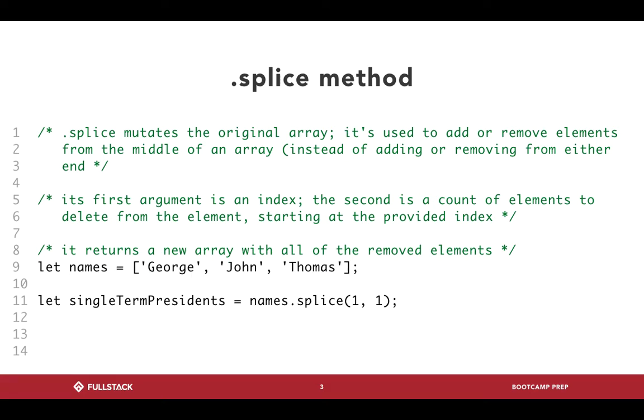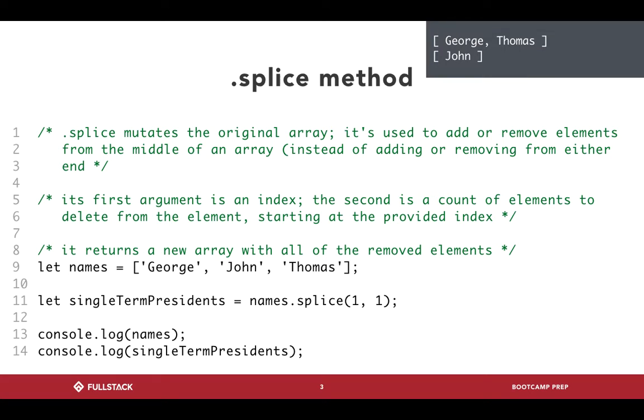Dot splice takes in a few arguments here. The first argument is an index, and so this basically tells you, if I was going through the array, where am I starting? That's the start point. The second argument that we usually feed into splice is how many things we want to take away from this array. So if I do names.splice(1, 1), what that means is I want to start at index 1, which is this John element in the middle here, I want to take away one thing, and what dot splice then gives back to me is all the things that I just removed.